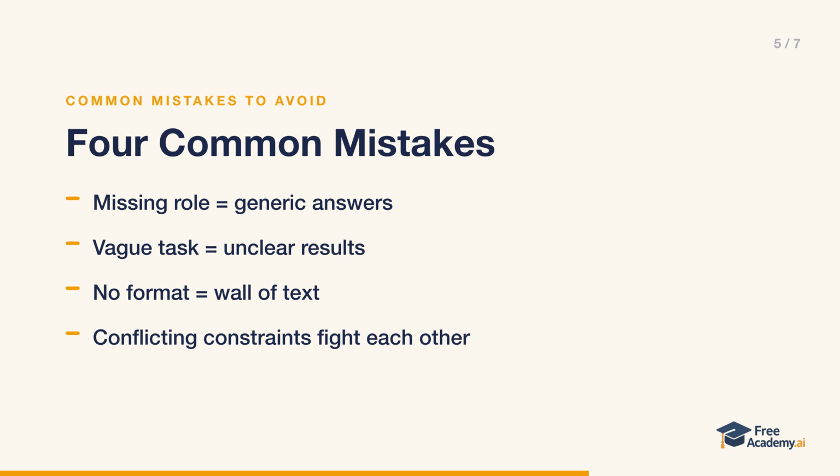The third mistake is no format, which is how you end up with a wall of text when you wanted bullet points. And the fourth is conflicting constraints, like asking the AI to be comprehensive but keep it under 50 words. Those instructions fight each other, so the AI has to pick one and disappoint you on the other. Spot these 4 patterns and you'll catch most prompt problems before you ever hit send.